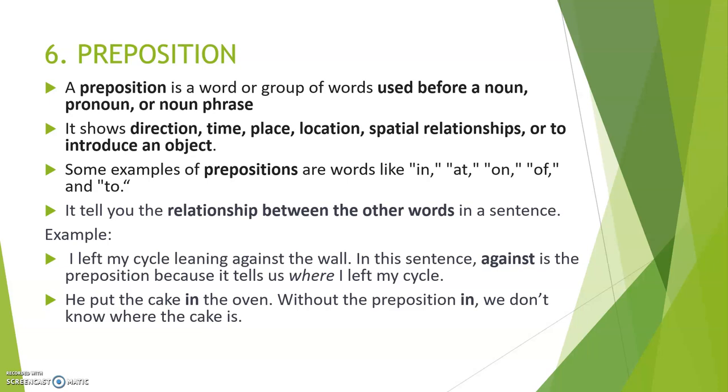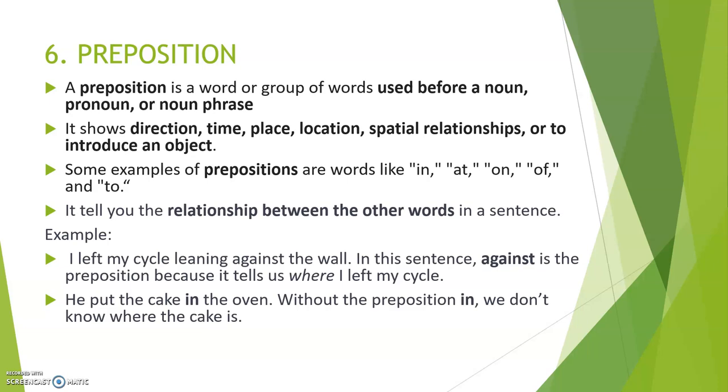Preposition. A preposition is a word or group of words used before a noun, pronoun, or noun phrase. It shows direction, time, place, location, spatial relationships, or to introduce an object. So, prepositions are words like in, at, on, of, and to. It tells you the relationship between the other words in a sentence.